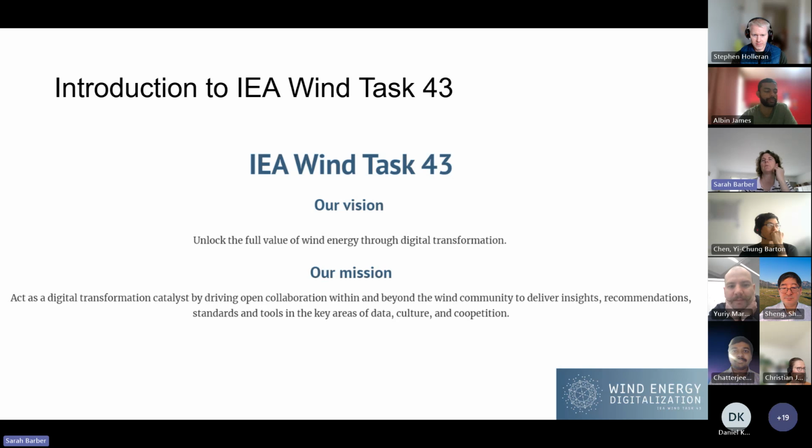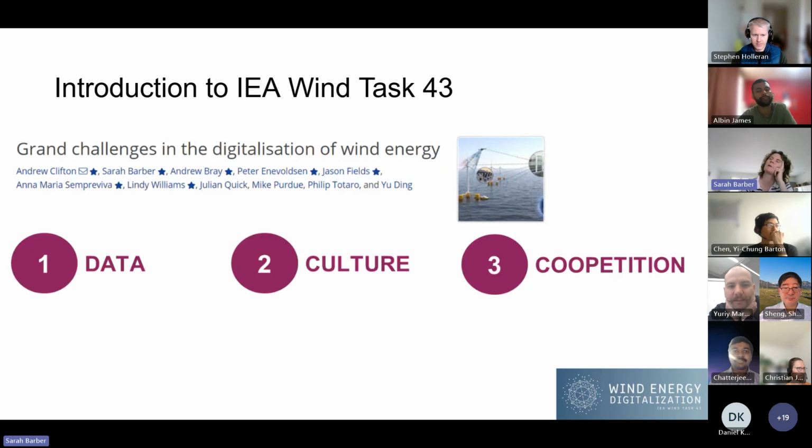These three areas come from a paper that we wrote a couple of years ago called The Grand Challenges in the Digitalization of Wind Energy. It's a very long, detailed paper, but the main conclusion is that we need to focus on these three areas. So data means basically how do we structure data to make it usable for analysis or scalable for AI systems. Culture is how do we develop an organizational culture which promotes and enables digitalization, because at the end of the day, it's about people using digital tools.